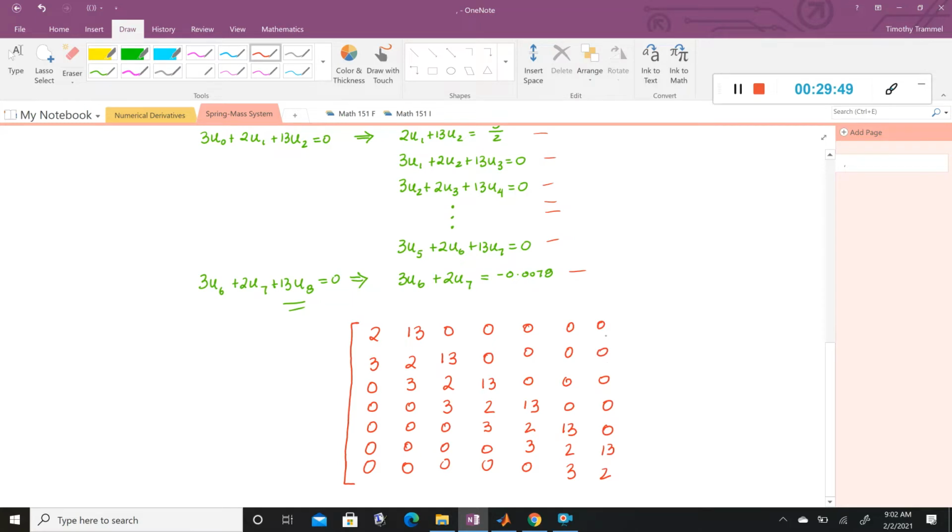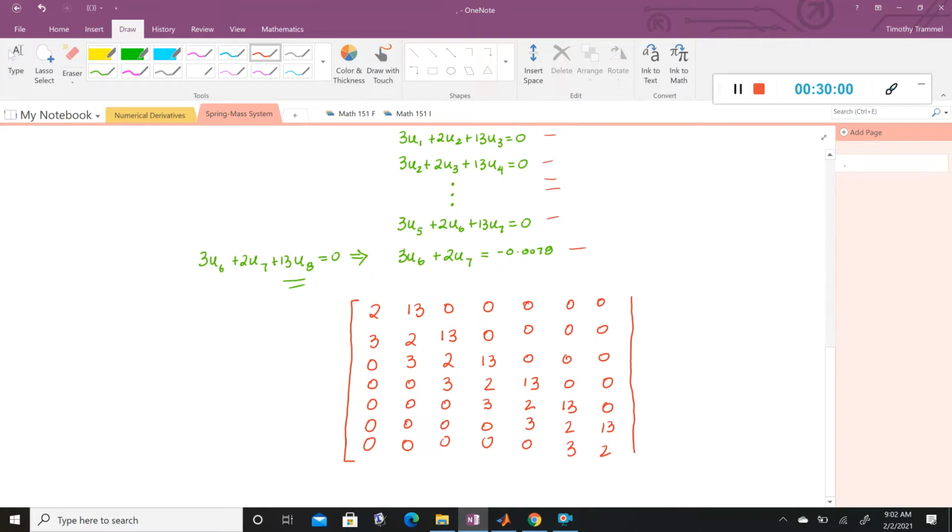So this is just the u portion of this, and then on this side, if we augment this, remember the first equation has a minus 3/2 up here. The rest of these are 0 other than the last one, and the last one is that minus 0.0078.